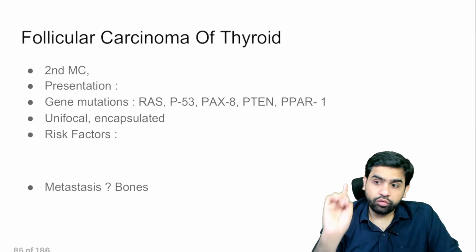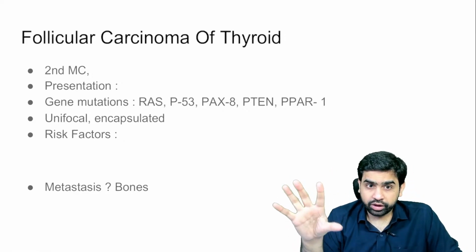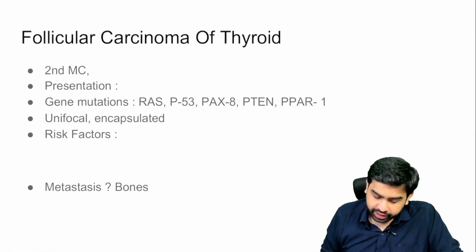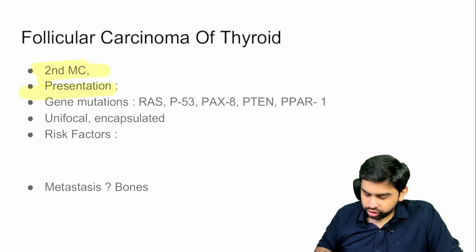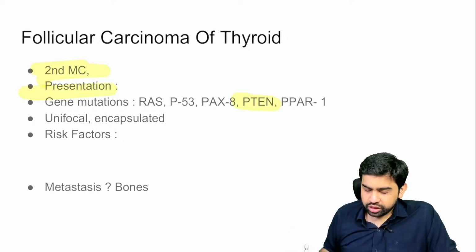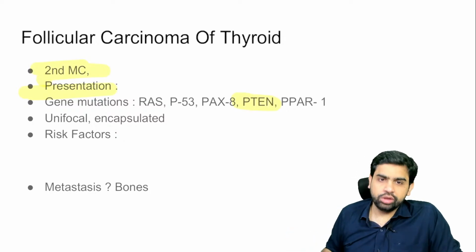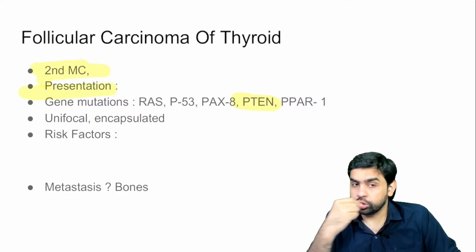Okay, then we have a follicular carcinoma of thyroid. In the follicular carcinoma of thyroid, what you need to understand is that this is the second most common thyroid malignancy. That's fine, nothing major about this. Presentation is again a thyroid nodule. Many genetic mutations can occur. Just remember at least the PTEN and RAS gene mutations. There are various other genetic mutations which are associated with this.